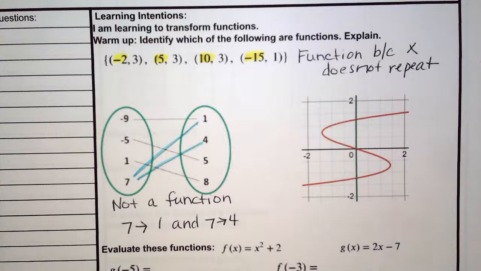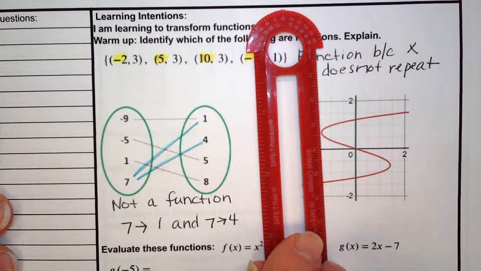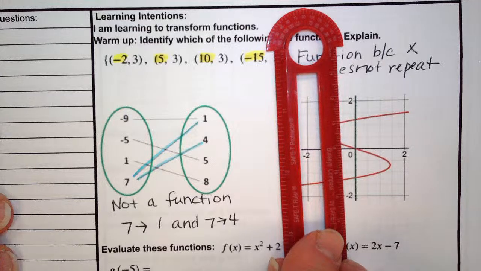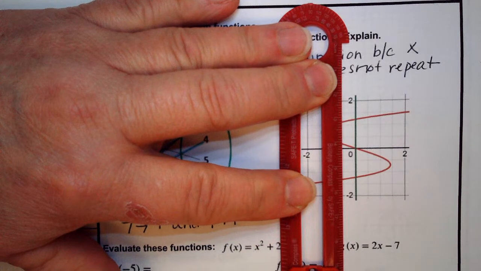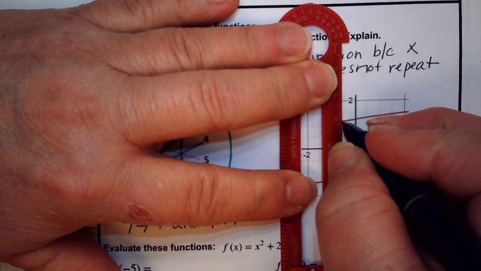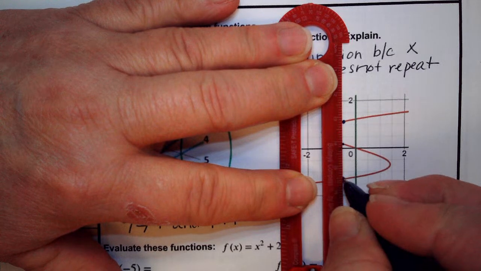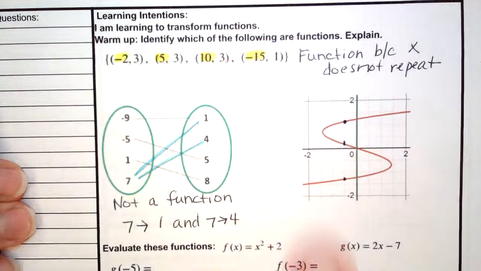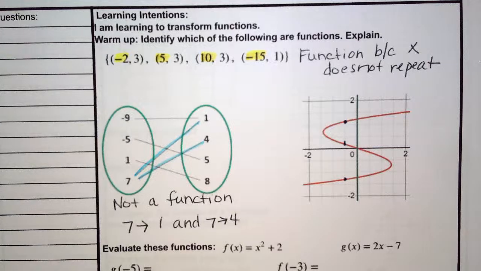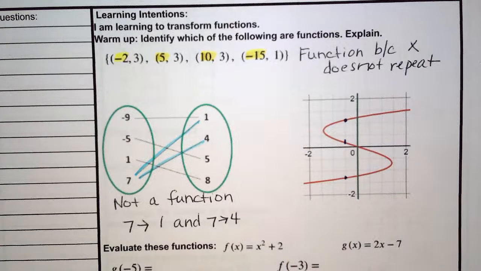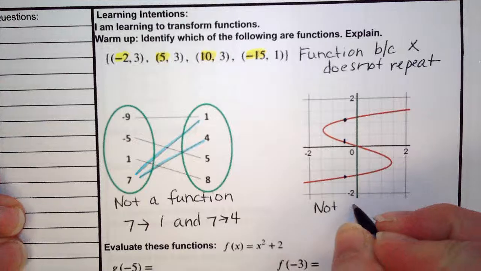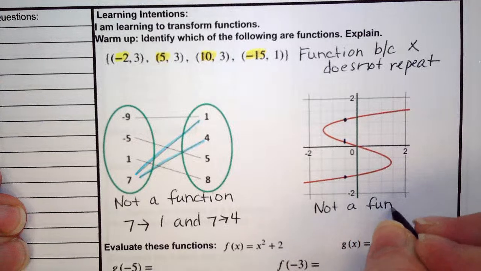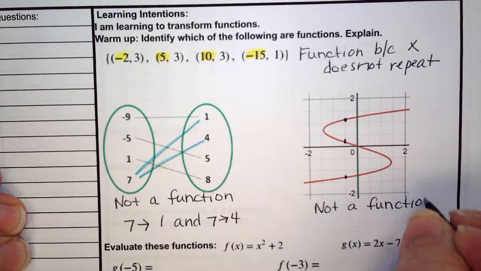What about that neat little S-looking curved graph? If I'm trying to pass that vertical line test, does it pass? No, it does not. So this is not a function. Does not pass the vertical line test.